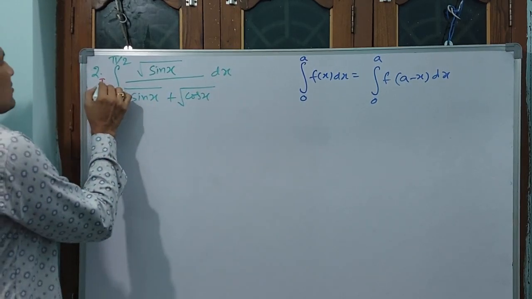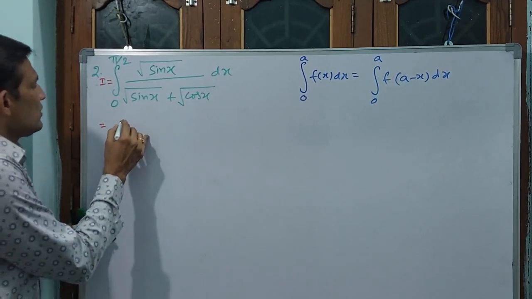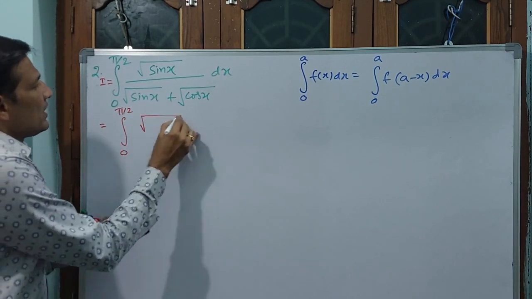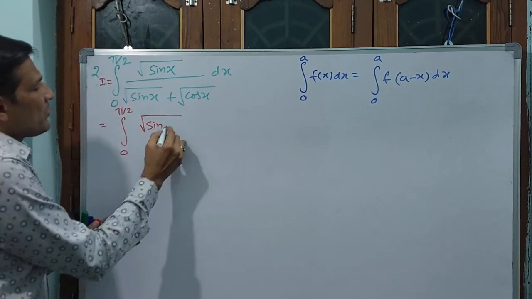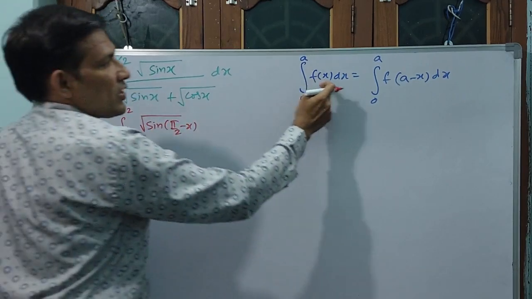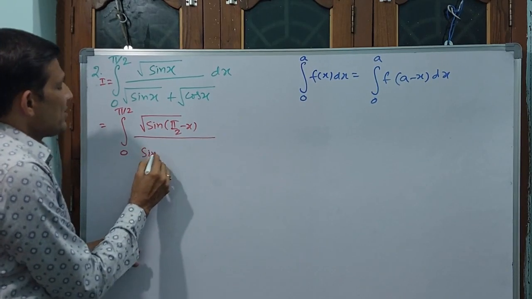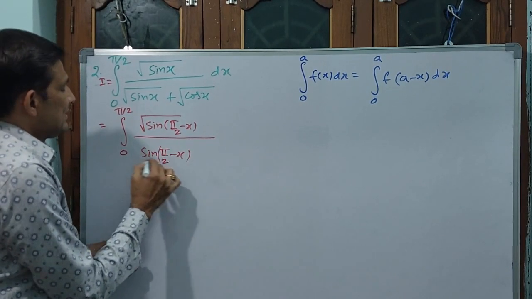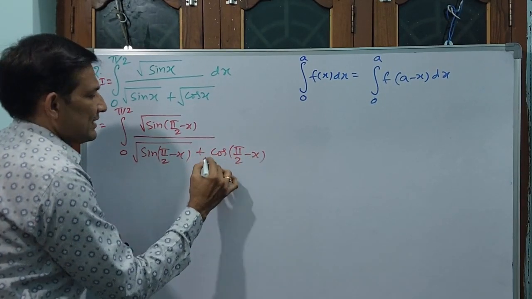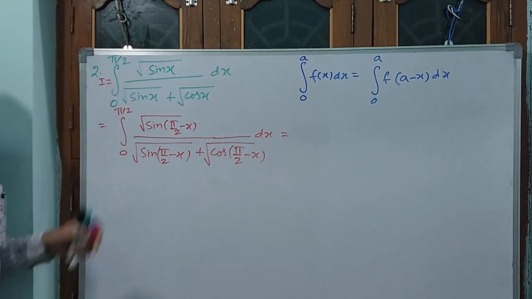Before that, I want to take this as I. That is equal to another I we are going to get. You see what I am writing? 0 to pi by 2 only, but sin of pi by 2 minus x. Wherever x is there, there only we change it, divided by again square root of sin of pi by 2 minus x plus square root of cos of pi by 2 minus x, dx. Is it okay? Definitely okay.